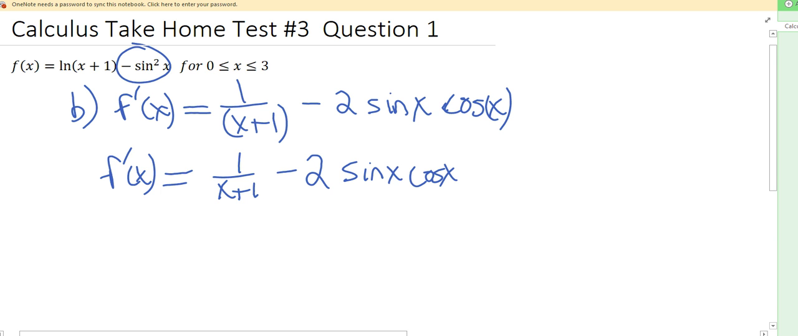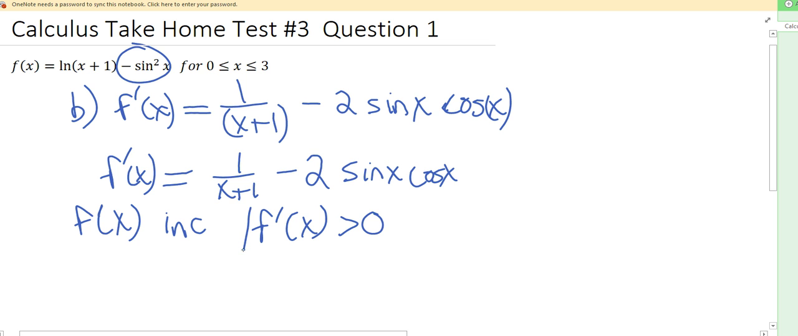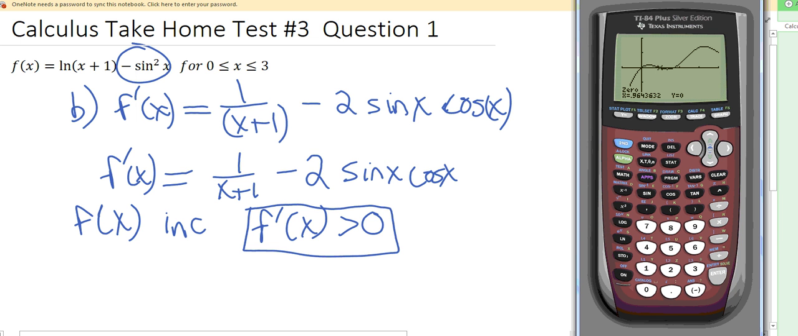Anyway, on part B, they want to know when is f of x increasing? Well, it increases when the derivative is greater than 0. So all we have to do is get the graph of the derivative on there, just to see where it's above the x-axis. Above the x-axis. Let me show you this shortcut.